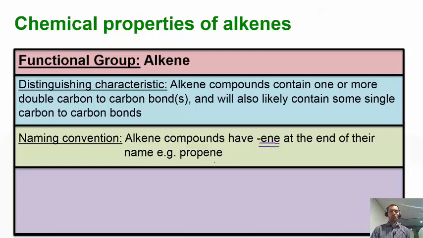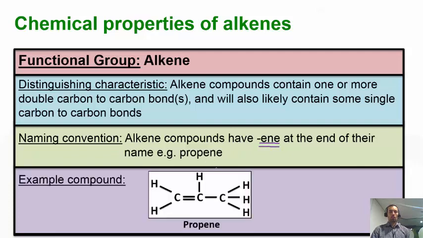So the example we have here is propene. And here is the propene structure. So you can see that double carbon-carbon bond between the first two carbons here, and then a single bond to another carbon here as well. So that's what we mean by the combination of double and single. It doesn't have to all be double, just one, and then we classify it as an alkene.